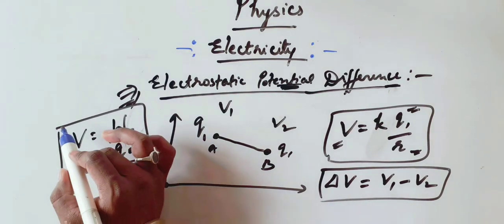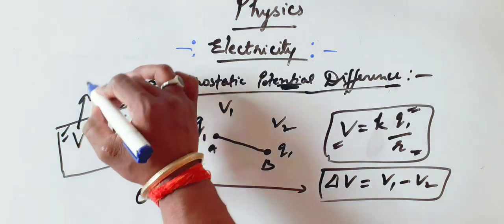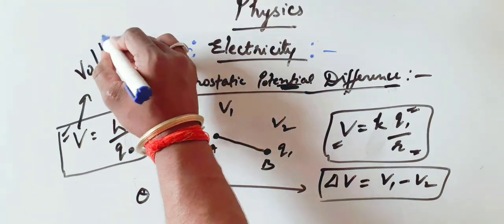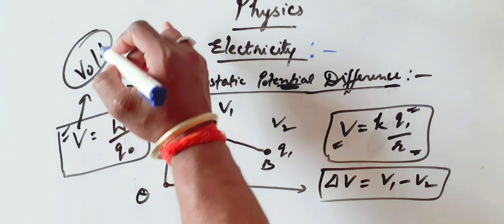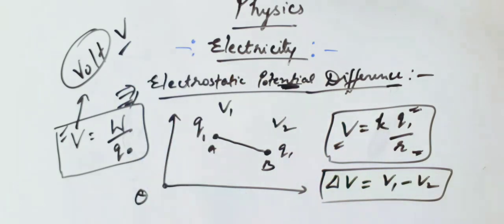What is the SI unit of this potential difference? The SI unit of potential difference is volt. It is also represented by V. So the SI unit of potential difference is volt.